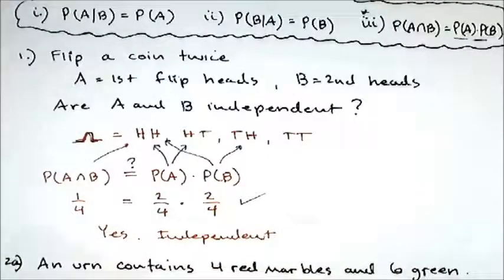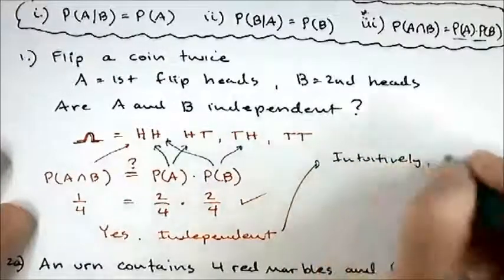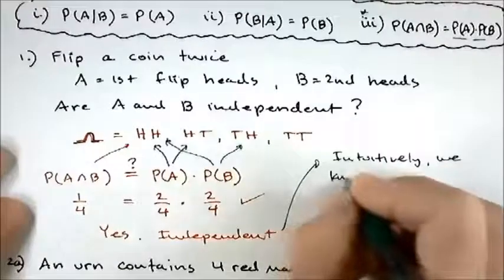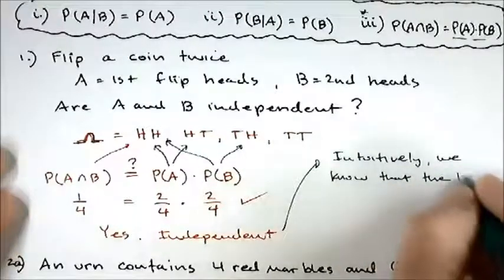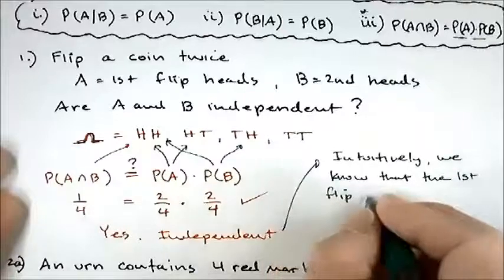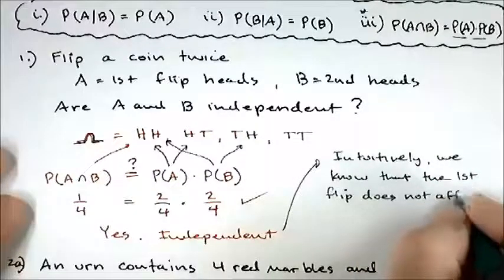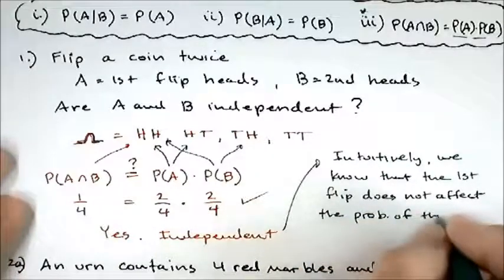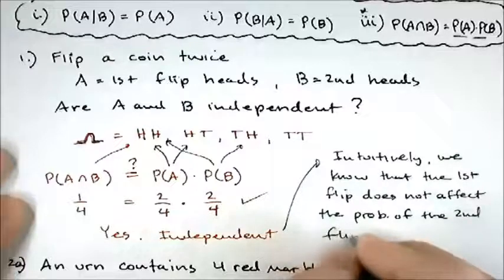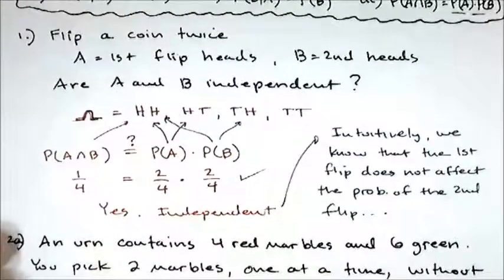And then just to comment on what I said before, intuitively, we know that the first flip does not affect the probability of the second flip. So that's a pretty obvious one.